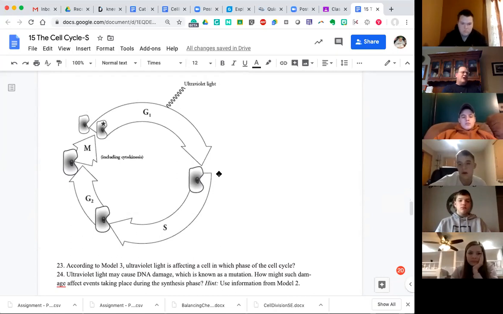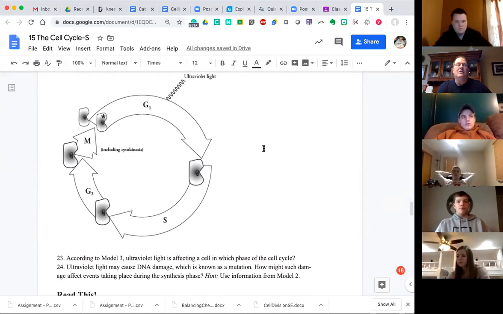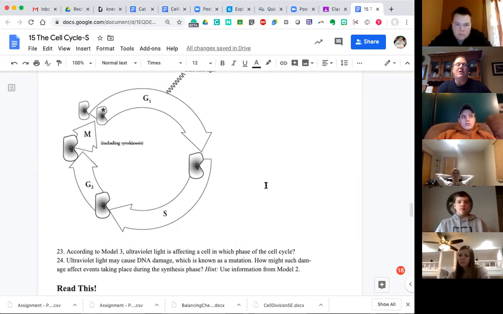We talked a little bit about melanoma, and this is where your DNA is actually altered in your cell if ultraviolet light gets on your skin and the cells are in the G1 phase, because that's where they can cause skin cancer. That's where melanoma will come from. So, let's see, 23, according to model 3, ultraviolet light is affecting a cell in what phase? G1. G1.